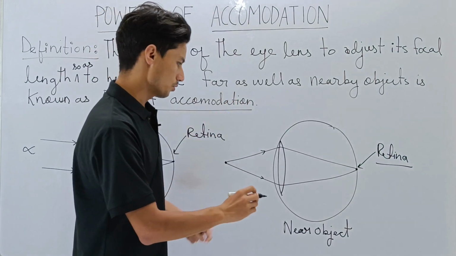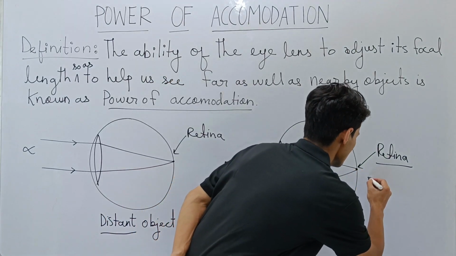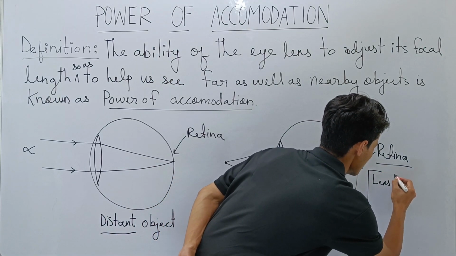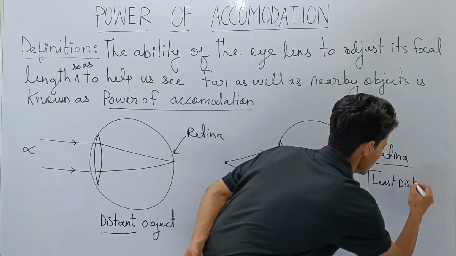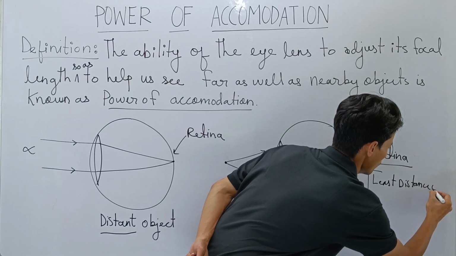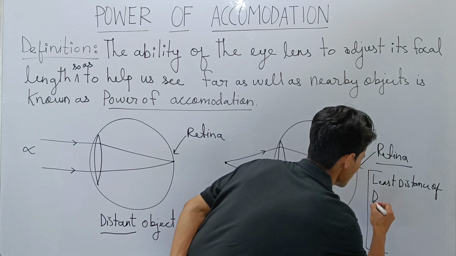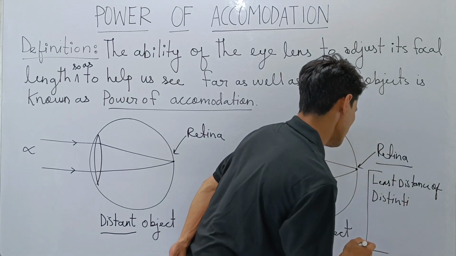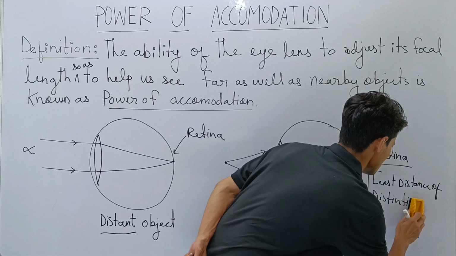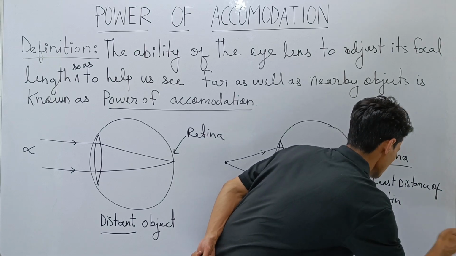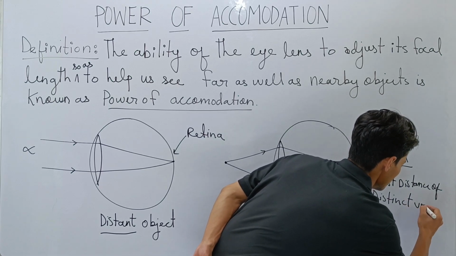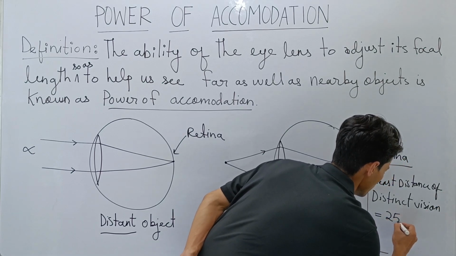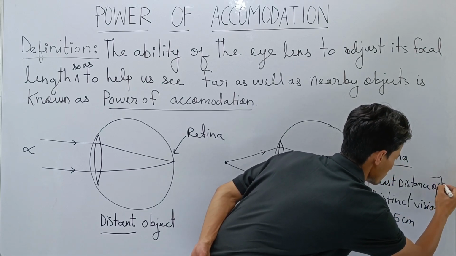All right, so we can write down here the least distance of distinct vision, just important information. So least distance of distinct vision. I am very weak in spellings, so please don't mind, class. Distinct vision is equal to 25 centimeters.